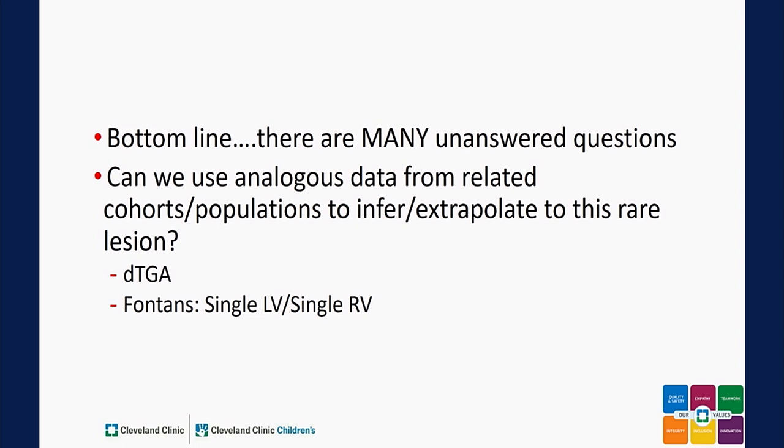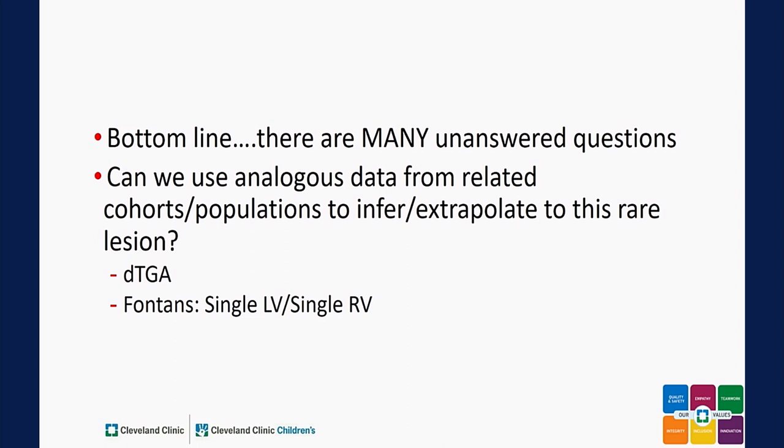One of the things that Gene and I discussed is whether, in an effort to investigate these questions, we could look at analogous data sets and extrapolate some of the information that may be similar among these related populations. One of these is obviously the group of patients with detransposition undergoing atrial switches. But the other one that we've talked about at the CHSS over the years is a compilation of the Fontan populations in the CHSS cohort, maybe combined with the Australian data.